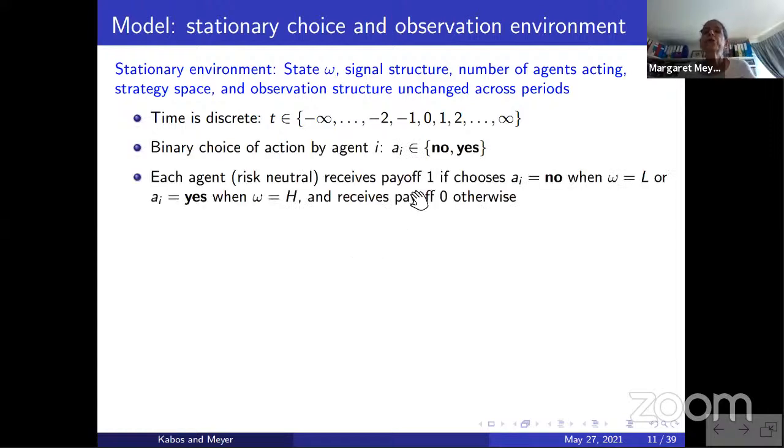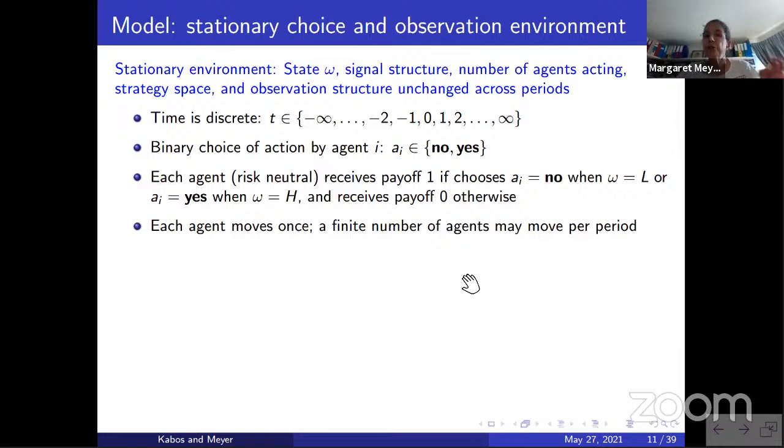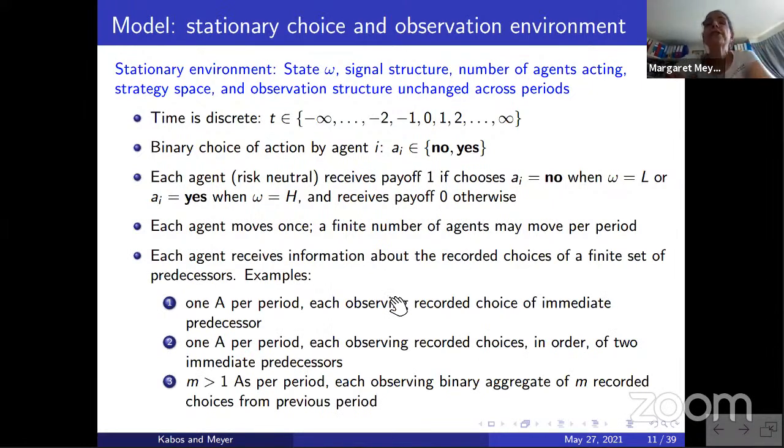Each agent, when it's their turn to move, makes a binary choice of action. And I'm going to denote the two possible actions by no and yes. Each agent is risk neutral and receives a payoff of 1 if they choose the action no when the state is low, or they choose the action yes when the state is high, and receives a payoff of 0 otherwise. Each agent moves once, but a finite number of agents may move per period. And each agent receives information about the recorded choices of a finite set of predecessors.